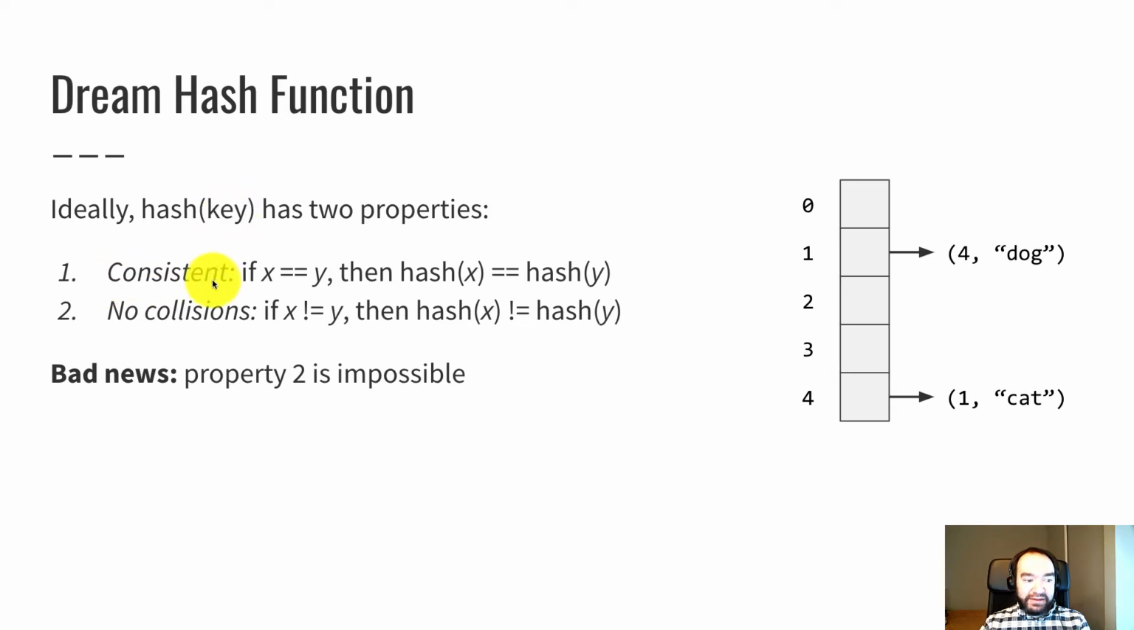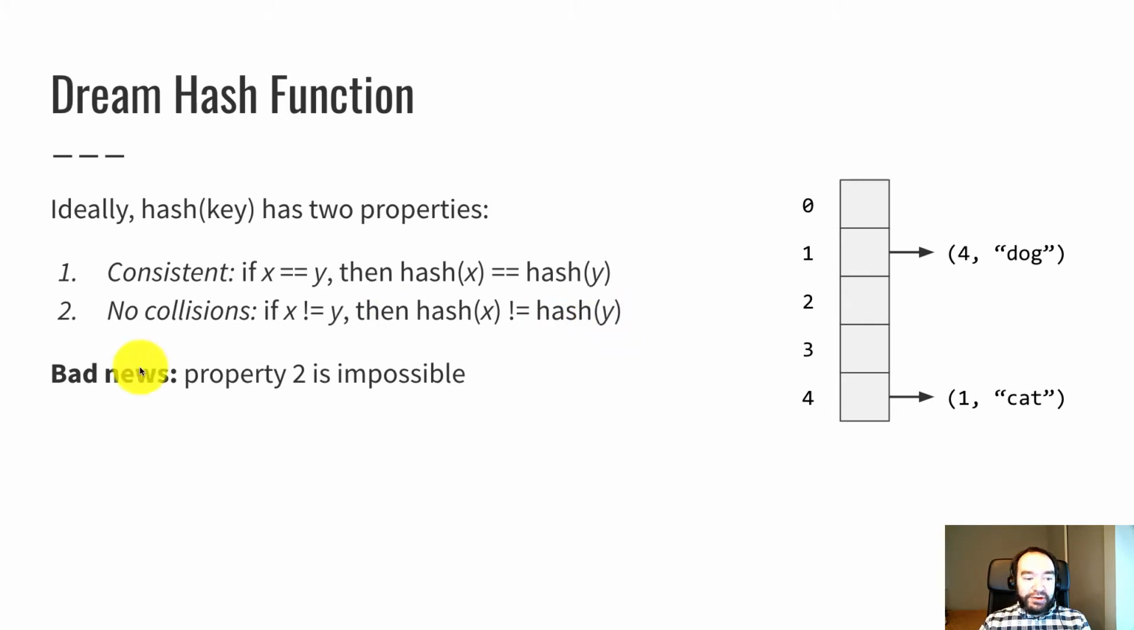So we need consistency. And then what we would have in our dreams is that there are no collisions. So no two keys ever map to the same index. The way we could say that is if x is not equal to y, so I have two different keys, then certainly hash of x is not equal to hash of y. We'd like that to be the case.